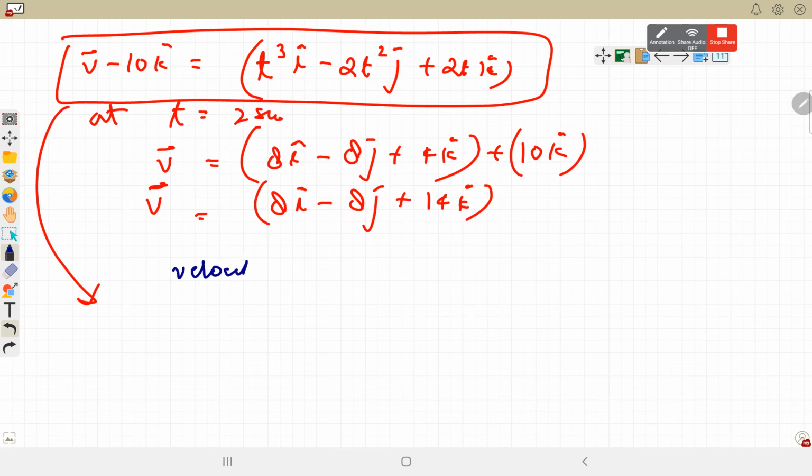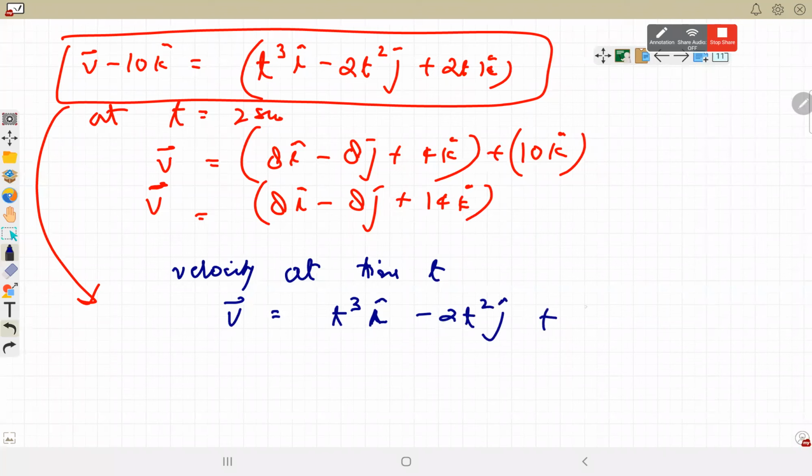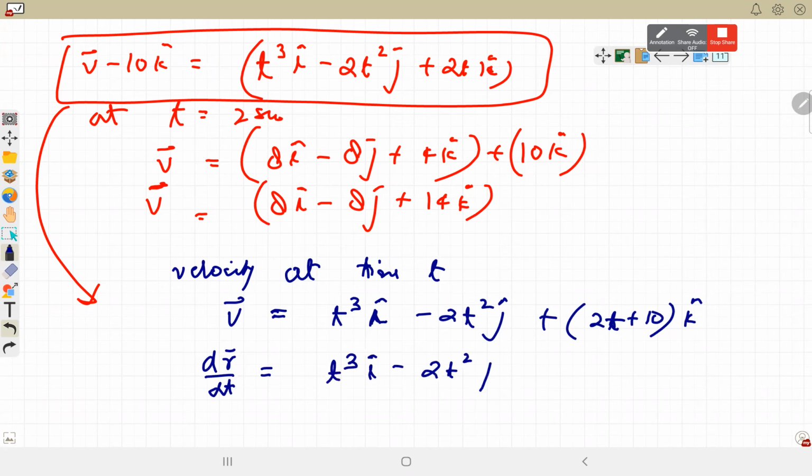Velocity at time t will be given as v equal to t cube i cap minus 2t square j cap plus 2t plus 10 times k cap. Now we'll integrate this as dr by dt. dr by dt is this whole thing, t cube i cap. Similarly, we will integrate here step by step to find.